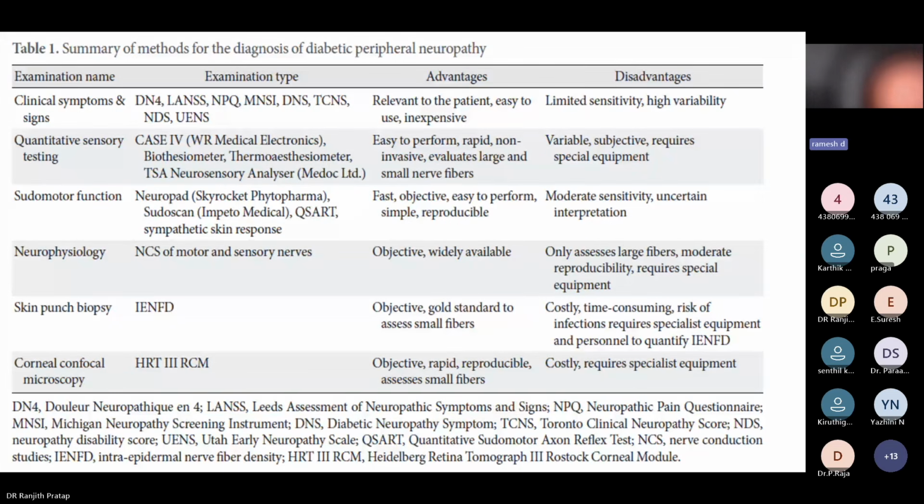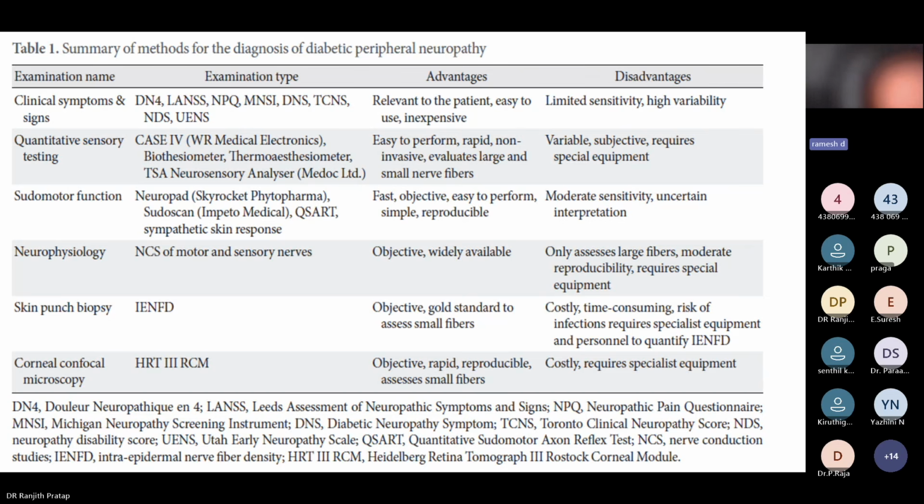There are other methods to diagnose diabetic peripheral neuropathy. These are theoretical and also for research purposes. Many clinical symptom and sign scoring systems are available, like DN4 and LANSS. There is also quantitative sensory testing. Devices such as the biothesiometer, thermoaesthesiometer, and TSA neurosensory analyzer are available, which are easy to perform, readily available, and reproducible.